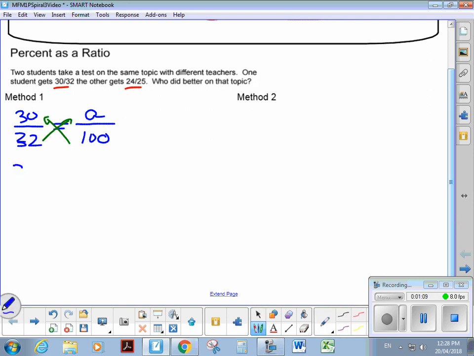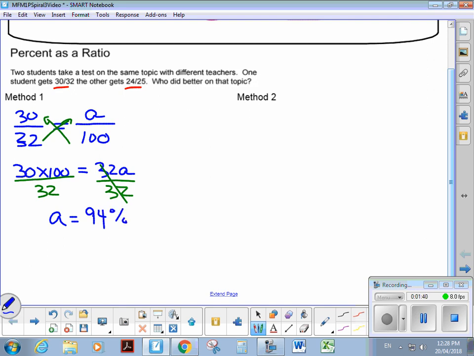So we end up with 30 times 100 equals A times 32. We usually just write it as 32A. Your final step, you divide both sides by 32, just solving equations. That would leave you with your A value. Like I said, it works every time regardless where your variable A is. So in this case, A would equal 94%.